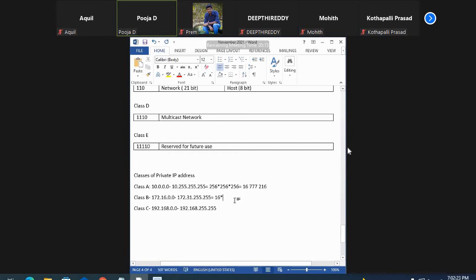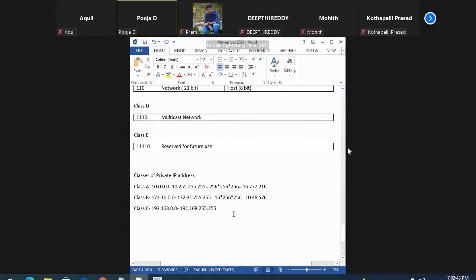So it becomes 256 into 256. If you calculate it, it will become 1 lakh 48,576. So these many IP addresses are there in a class B IP address.